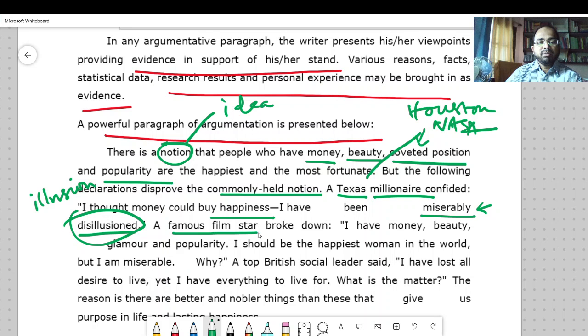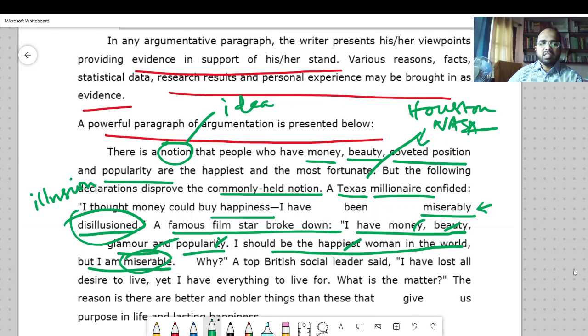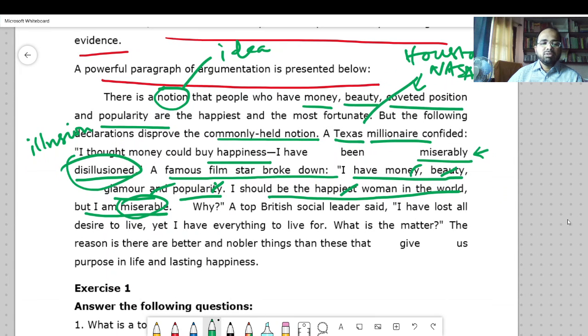So a famous film star breaks down: I have money, beauty, glamour and popularity, I should be the happiest in the world, but I am miserable. என்கிட்ட எல்லாமே இருக்குது, இது இருக்கு, இது இருக்கு, ஆனால் ஹாப்பினஸ் இல்லை. அந்த மிசரபிள்னா ரொம்ப பாவமான நிலை. Why did top British social leaders lose all desire to live? வாழணும்கிற ஆசையே போயிடுச்சு அப்படின்னா. Yet I have everything to live for.